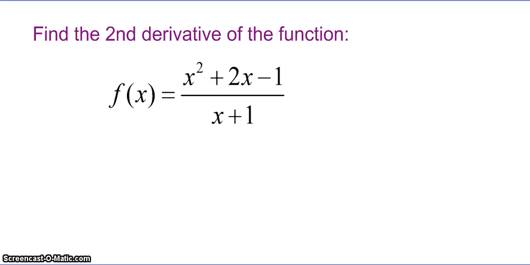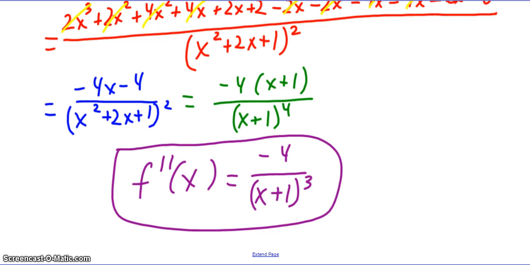Okay, so now taking some of the stuff that we learned yesterday, I want you to find the second derivative of f of x. Simplify it as well. Pause the video, unpause when you're ready to check your work. Alright, so you should get f double prime of x, or the second derivative of f of x, is negative 4 over the quantity x plus 1 cubed.